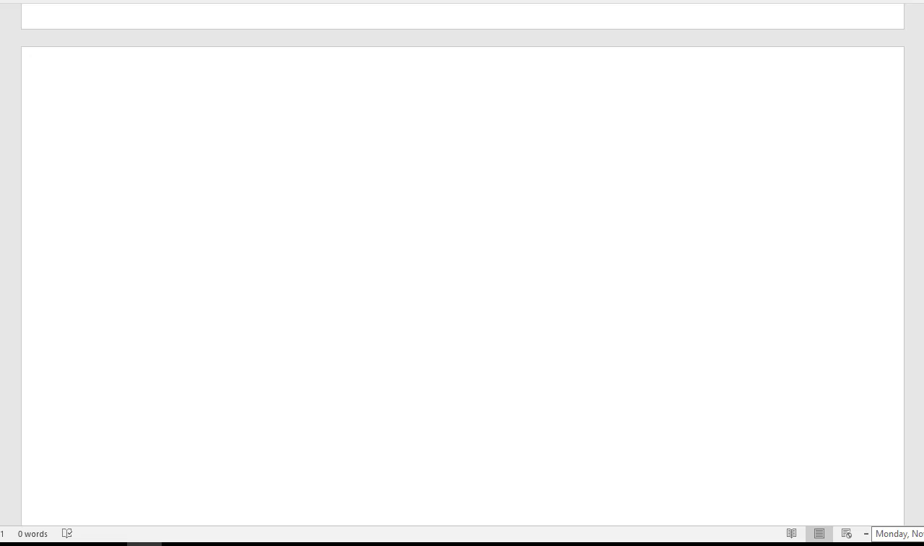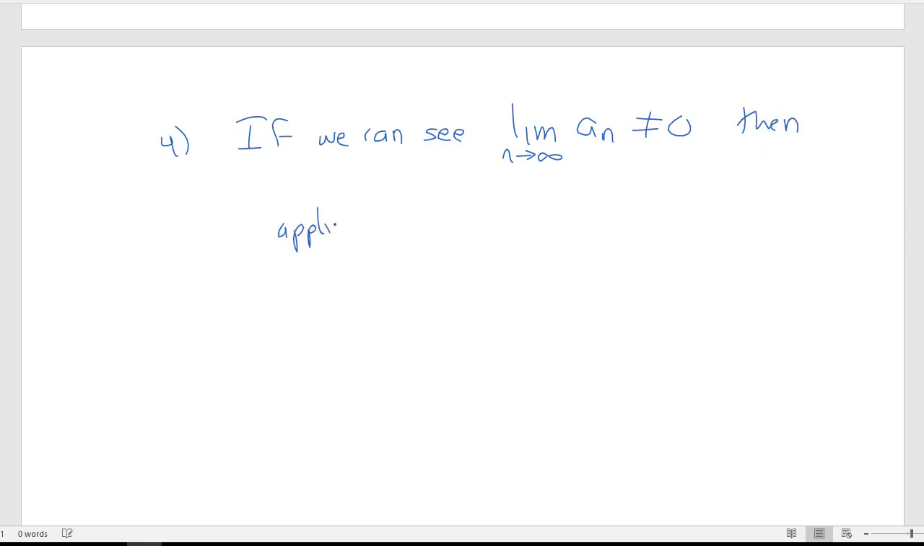Now, something else I would typically want to consider first is the test for divergence. If we can see quickly, without a whole lot of trouble, that the limit of the terms is non-zero, then we apply the test for divergence. Again, when we talked about this test back in our video for 11.2, we want to remember that if the terms do go to 0, there is no conclusion here. So I'm going to put a little caution.